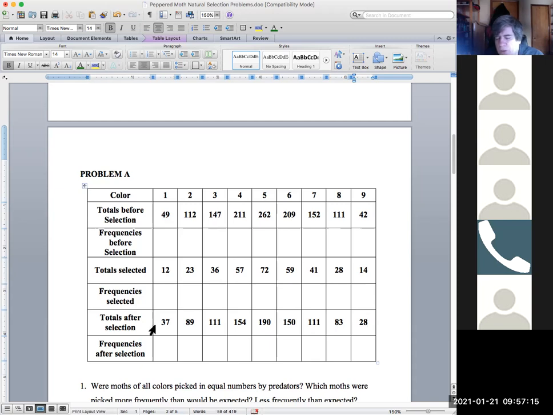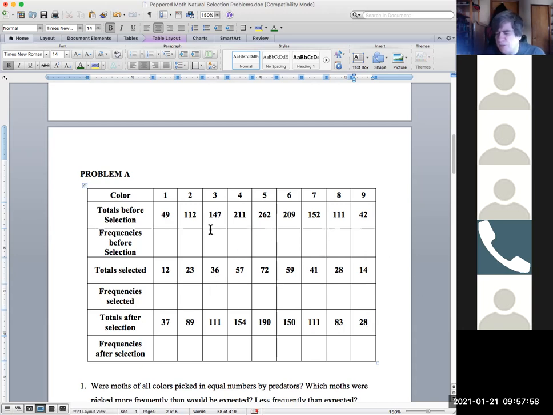Now, what we want to do when we look at this is ultimately we're going to have to try to figure out if natural selection is occurring. And if natural selection is occurring, we're going to have to try to figure out what type of natural selection. So first thing we need to realize is we need these totals. We need to know the actual numbers of moths that were there before selection, that were selected, that were eaten by the birds, and how many survived, how many got away. But that's not what we're going to use to get our final decision. We're going to base our final decision on frequencies.